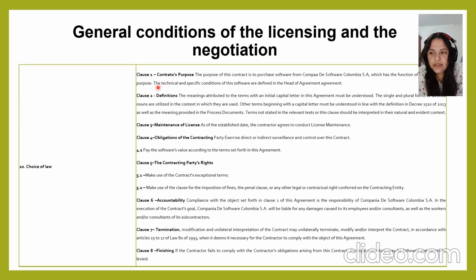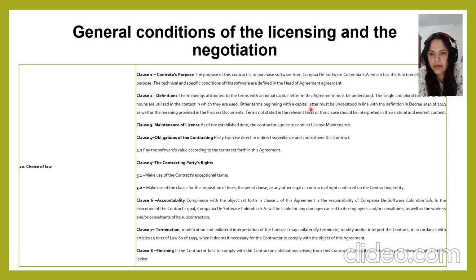20. Choice of law. Clause 1. Contract purposes. The purpose of the contract is the software for Company Colombia, which are the functions of the software purposes. The technical and specific conditions of the software are defined in the head of the agreement. Clause 2. Definition. The meanings attributed to the terms with capitalized letters in the agreement are summed up. The singular and plural forms are defined in the context in which they are used.